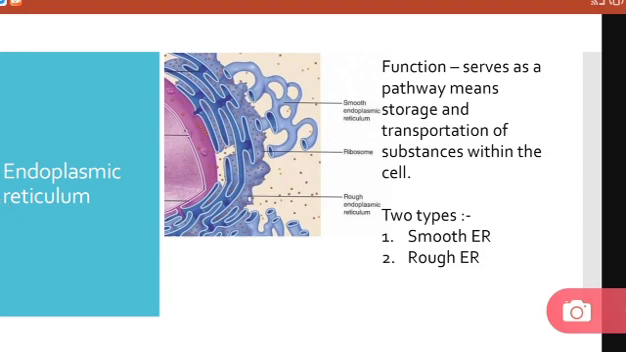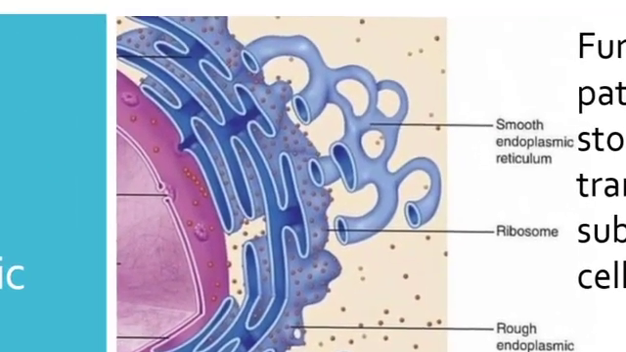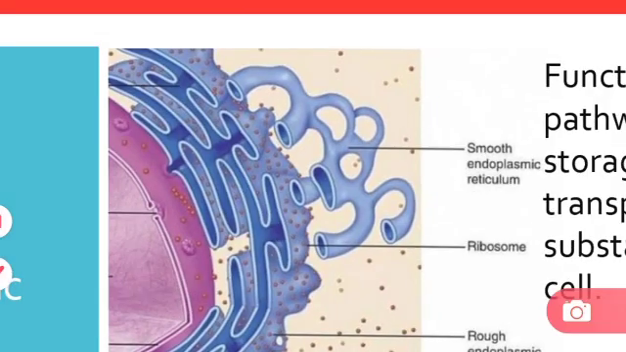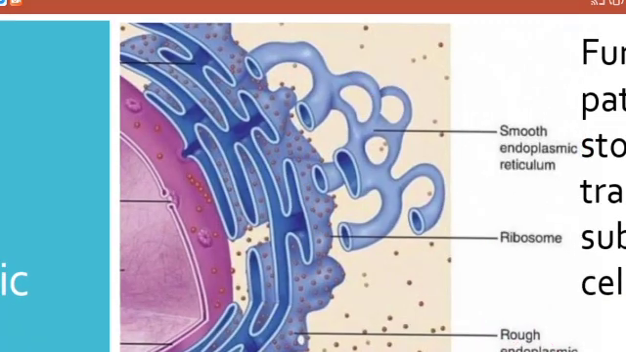Okay. Now there are two types of endoplasmic reticulum, that is smooth endoplasmic reticulum and rough endoplasmic reticulum. So the endoplasmic reticulum which has ribosomes on its surface, ribosomes we just studied, is known as rough endoplasmic reticulum, and which does not have ribosomes on its surface is known as smooth endoplasmic reticulum.